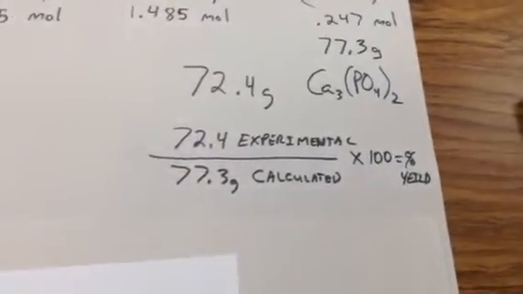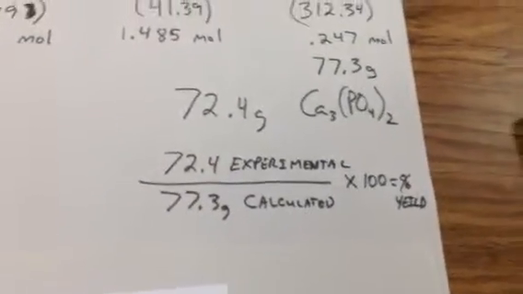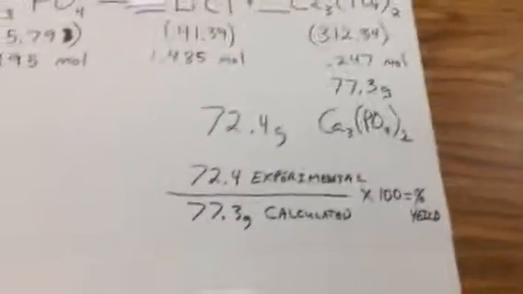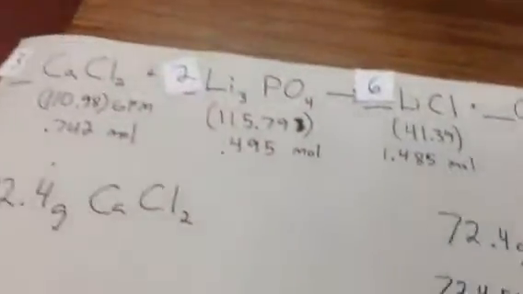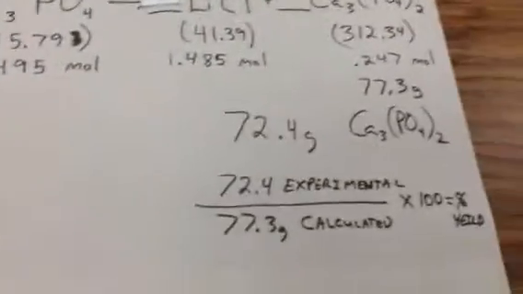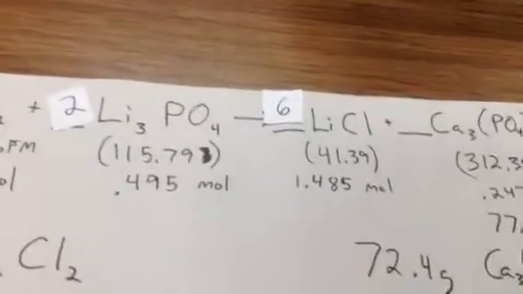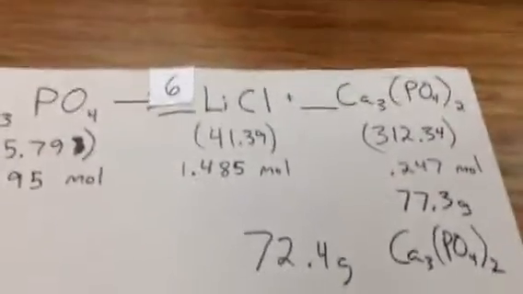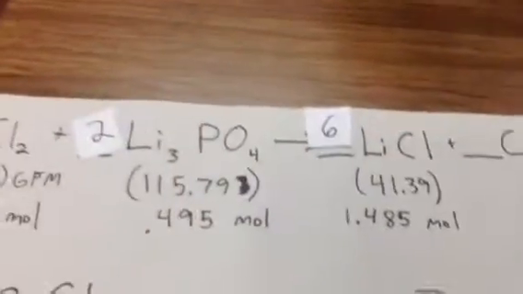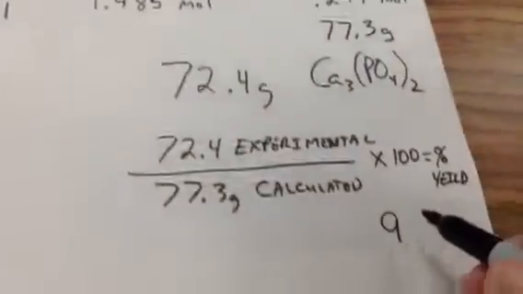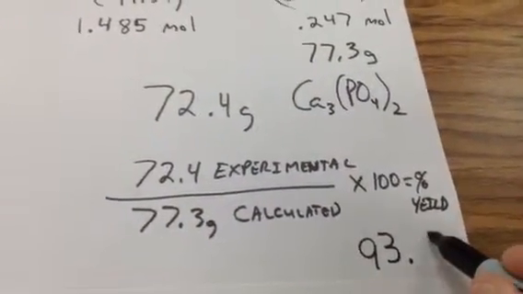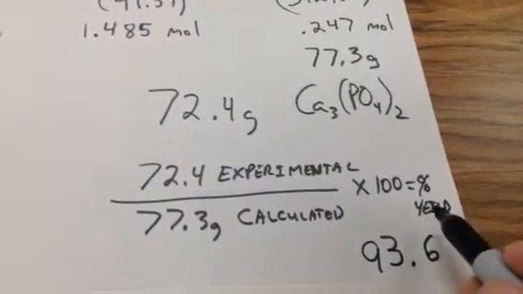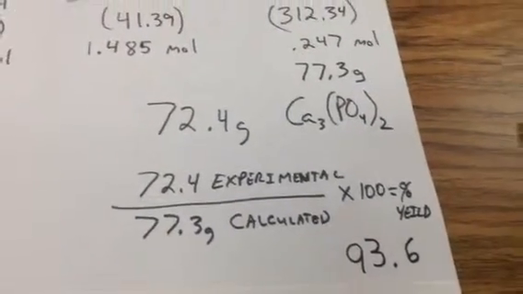That gave us something on my calculator here. Let's see. 0.9366. So that gave us 0.9366, and then we multiply that by 100. We know we're just going to move the decimal point, so it's basically 93.6% yield. And that's how we calculate the percent yield.